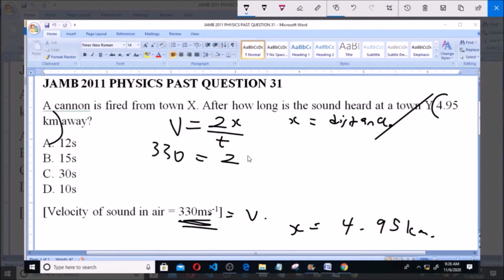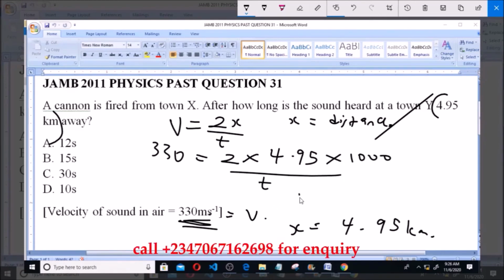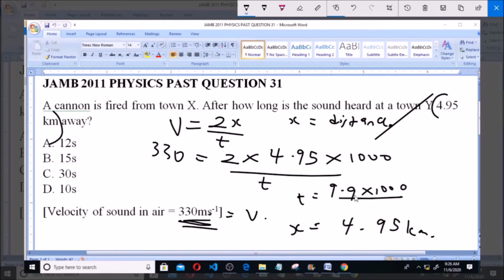So 2 multiplied by x. Now this x is in kilometers, so we need to convert it to meters, so multiplied by 1000 and then divided by t. So t is equal to 9.9 times 1000 over 330. So we made t the subject of the formula here. Now divide all this and you get 30. So that is 30 seconds, and 30 seconds is option C.